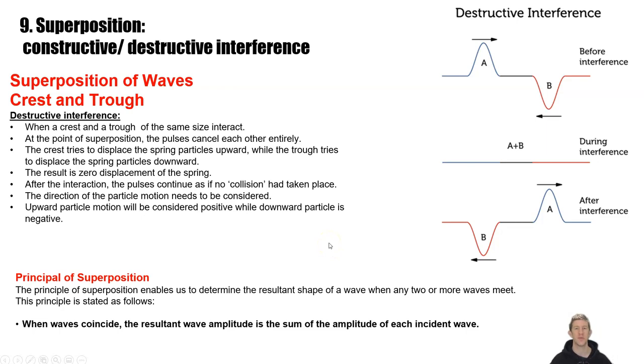The principle of superposition is all about this constructive, destructive interference. It's all these combinations of waves. It allows us to determine the resultant shape of a wave when we have two or more waves running into each other. We can predict, without actually measuring using some sort of apparatus, what that wave would look like. So when waves coincide, the resultant wave amplitude is the sum of the amplitude of each incident wave. And that's the same for destructive and constructive. You just need to remember that for destructive, one is a negative sign.